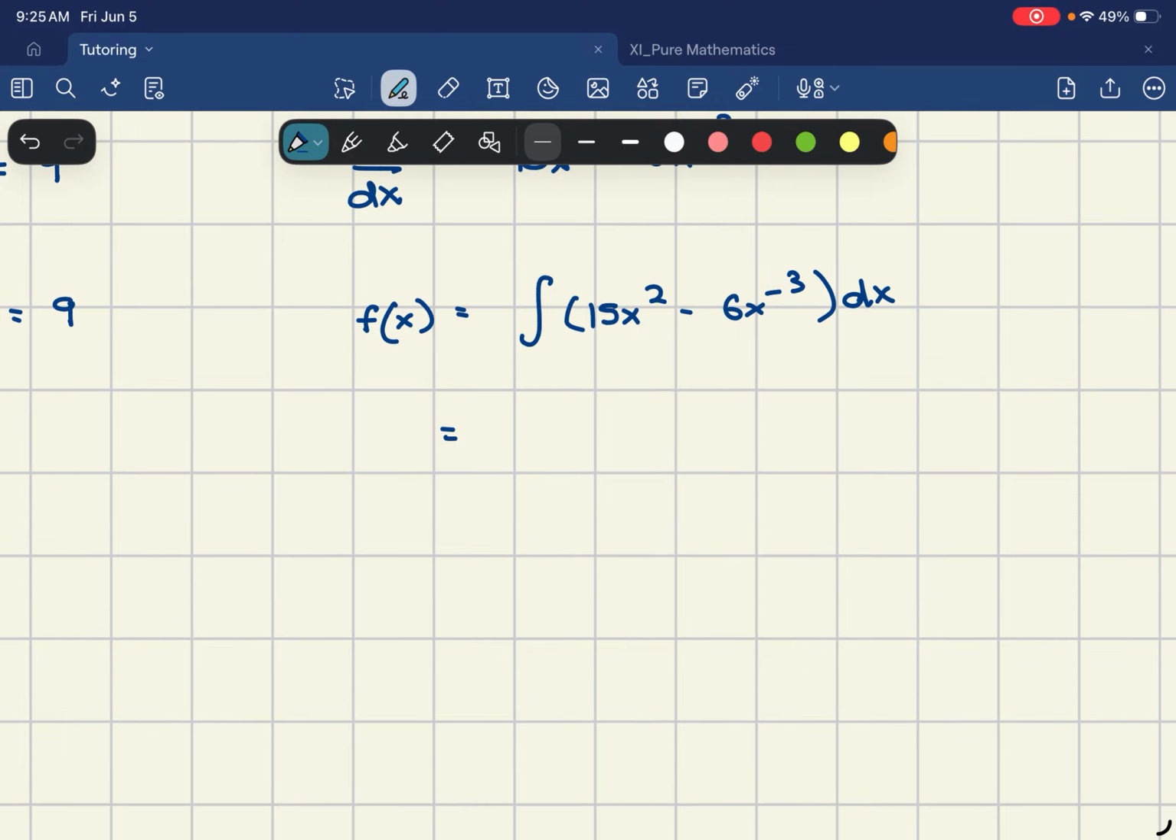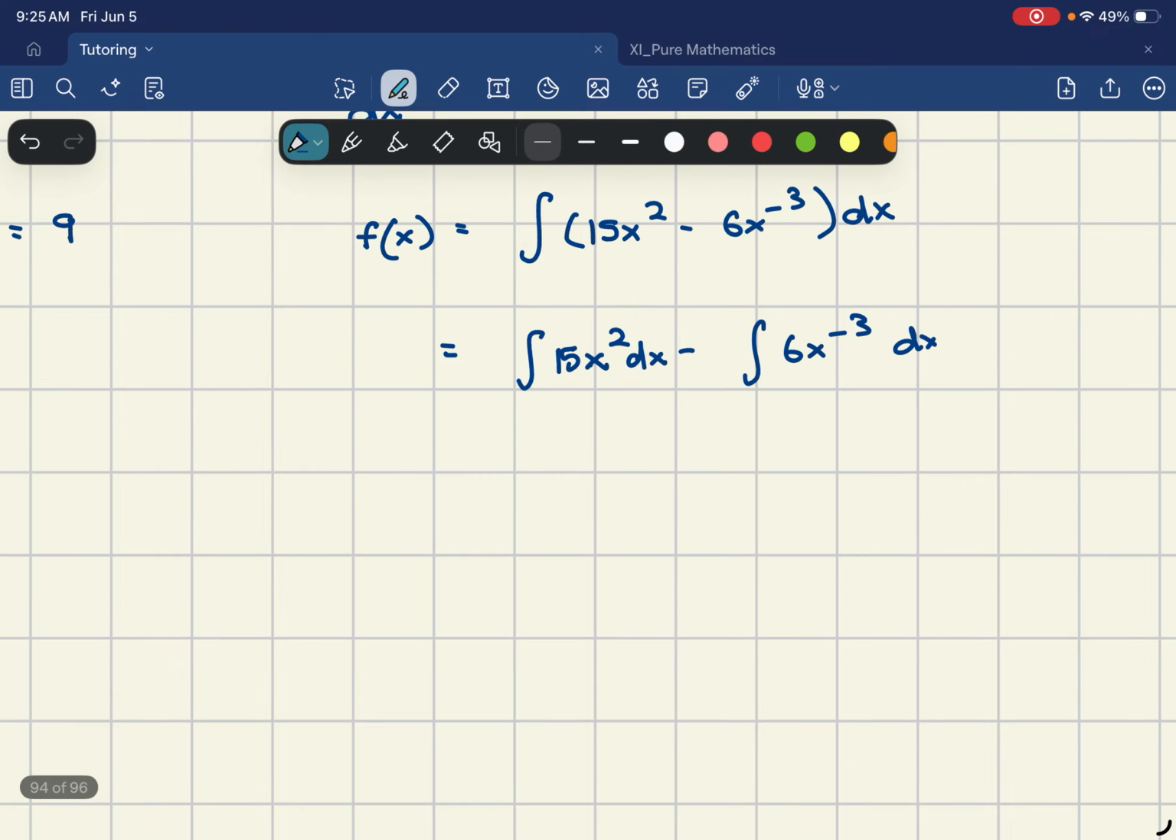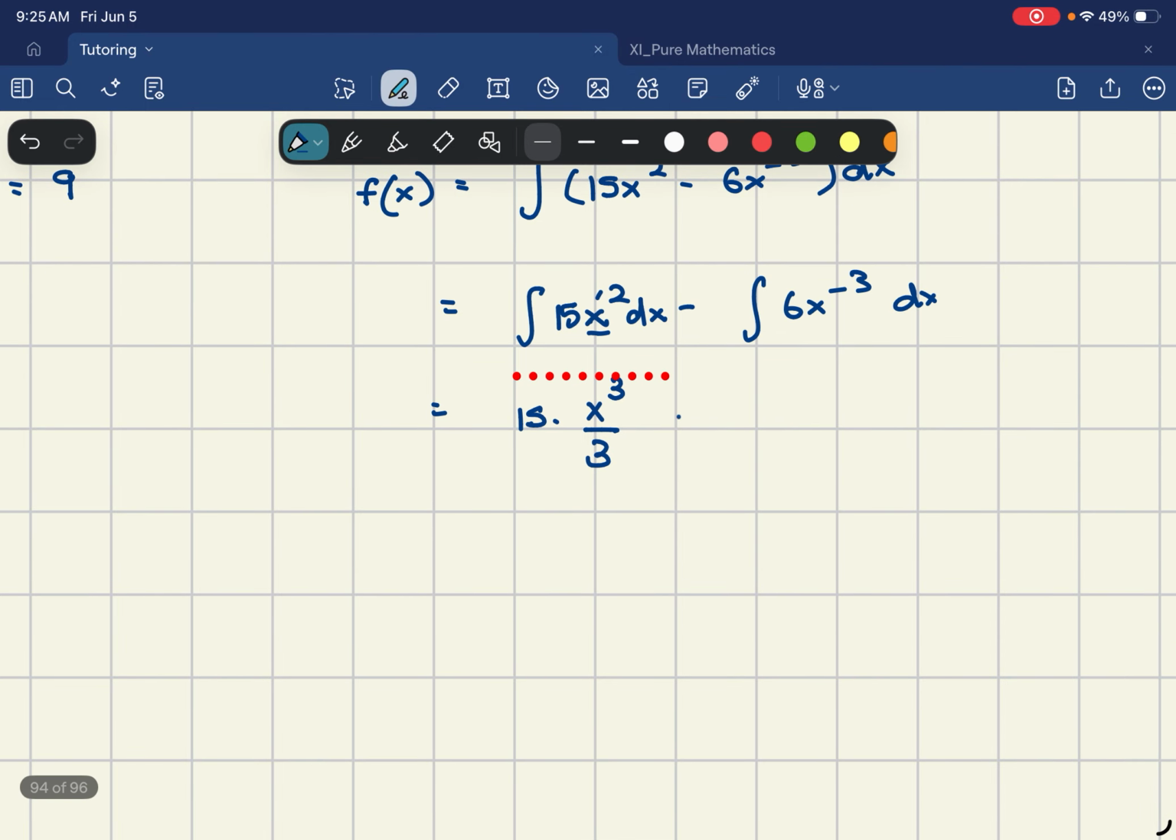All right, so now you can write it as 15x squared dx minus 6x to the power -3 dx. And when you simplify, you are going to get 15 times, if you integrate x squared dx, that is going to be x cubed by 3, right? You increase the power by 1, so 2 becomes 3, and then you divide by your new power. And you have 6 times, if you integrate x to the power -3 dx, you're going to get x to the power -2. -3 plus 1 is -2. You divide by -2, and then you add plus c. That is the important part.